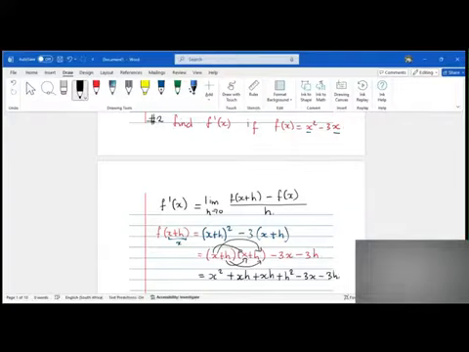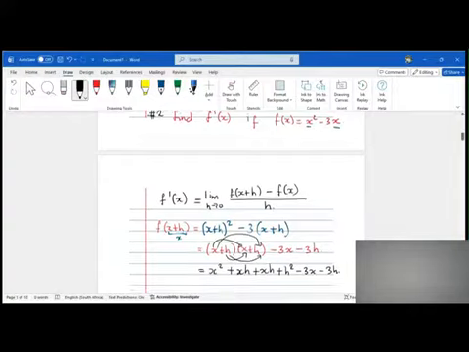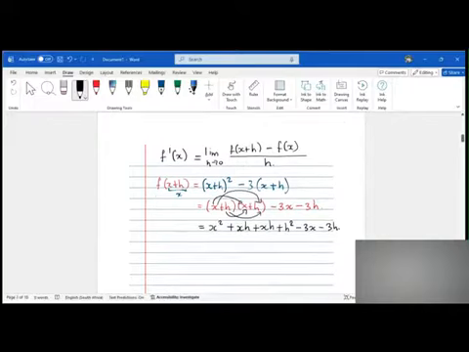I just want to write down the x squared minus 3x on the paper there, because I will need it down there. I hate scrolling up and down, so I'll just put it there just in case.